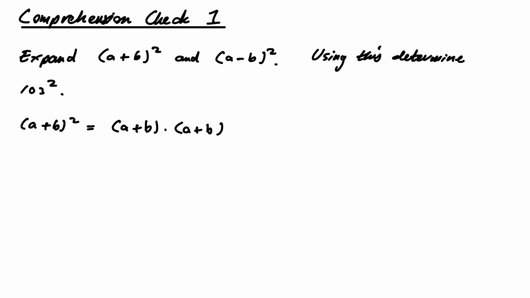Okay, so what's this? Well, it's first, so that's a times a, so that's a squared, we'll write it as. Outer, that's a and b, so this is plus a times b, plus the inner, so that would be b times a, plus the product of the last, which is plus b squared.